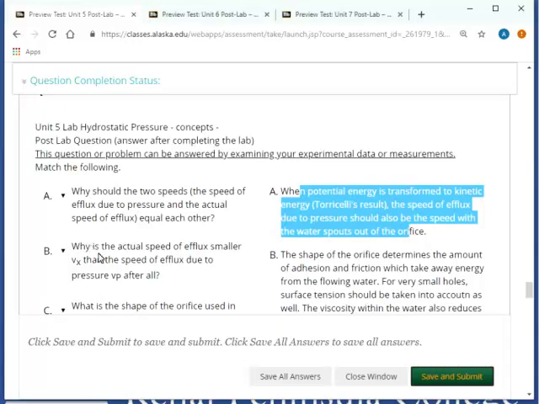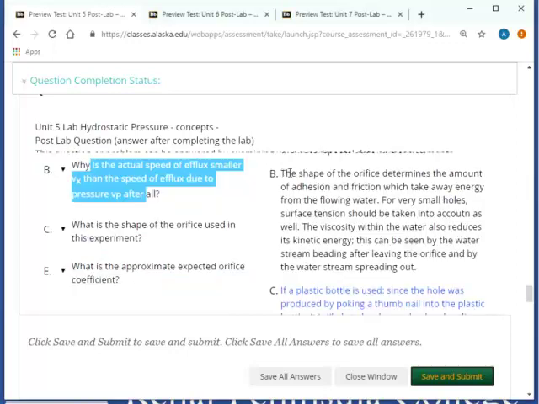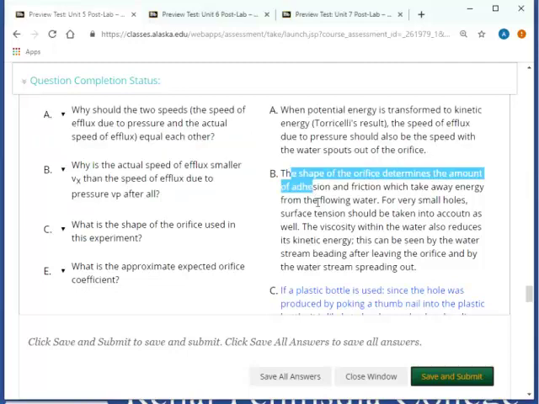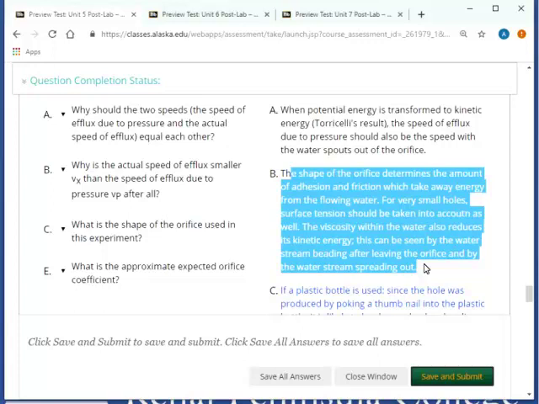Why is the actual speed of efflux smaller than the speed of efflux due to the pressure after all? And you computed that and you came up with a fraction that was less than 1, so less than 100%. And here it is, the shape of the orifice affects the essential speed of efflux with which it exits. And then there's a little bit more here, surface tension, viscosity. You saw it spreading out, so there's viscosity there, there's air resistance there. So that all takes away kinetic energy, and hence the Vx is not the same as the Vp.